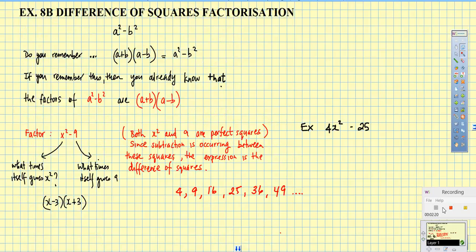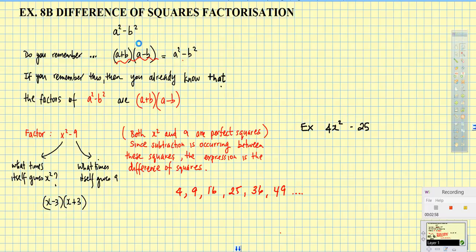All right, so when we're looking at, in section 8b, the difference of squares factorization, now we need to remember what a difference of squares is. So if you recall, when we were expanding a plus b times a minus b, which is right here, so when we were expanding this, what ended up happening was that we got a squared minus b squared. The middle ab term disappeared, so that a squared minus b squared brings us to a plus b times a minus b. We're going backwards this time.